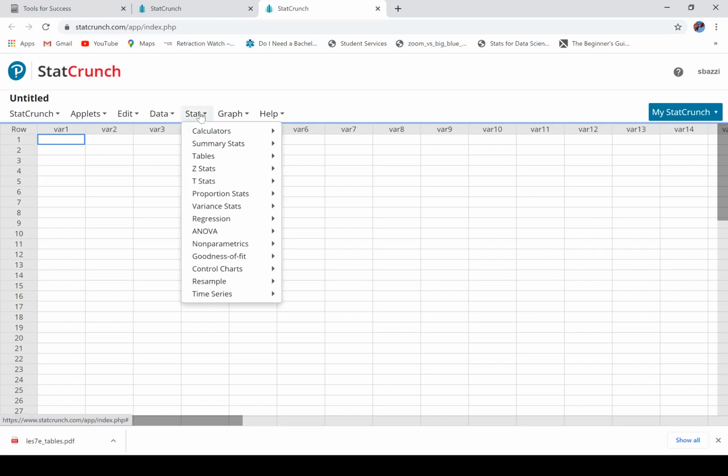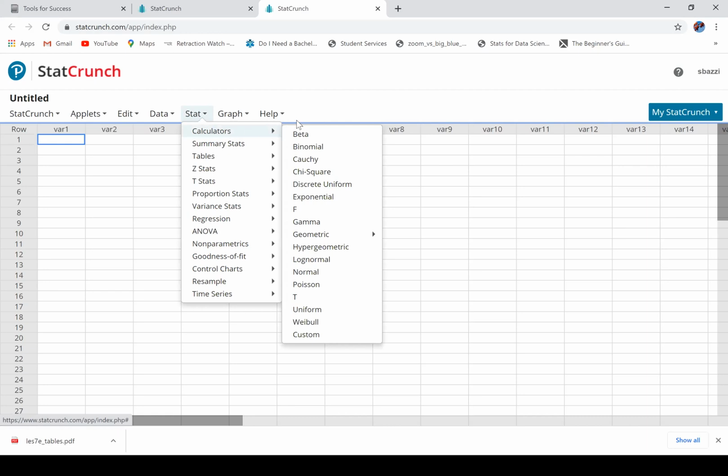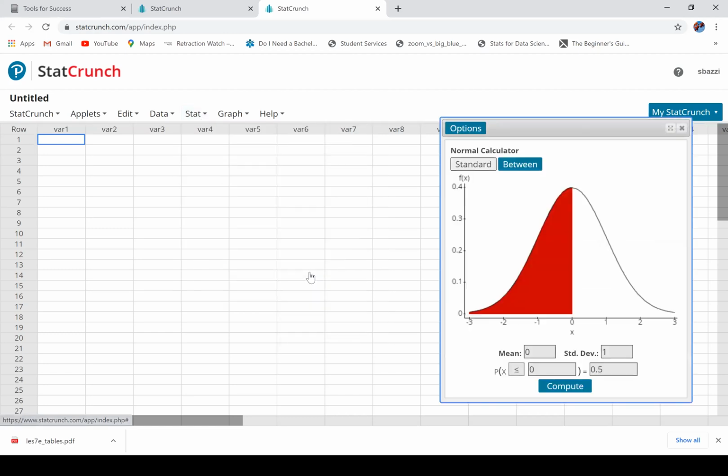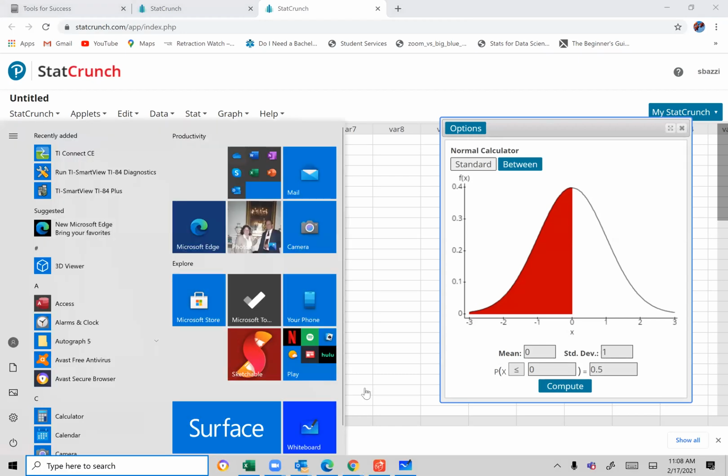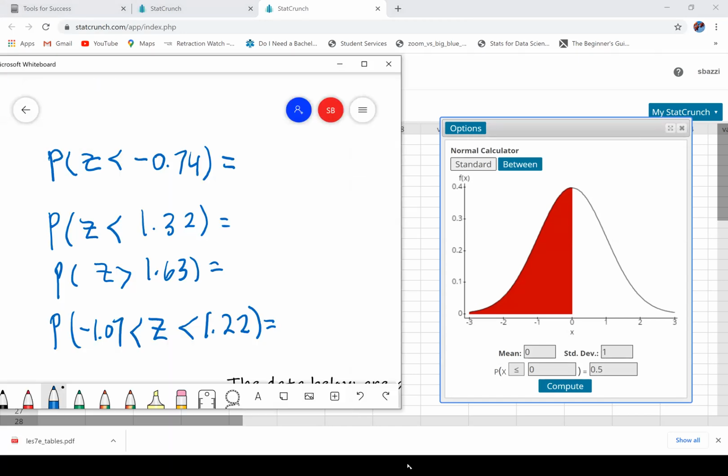To access the normal function or a normal calculator on StatCrunch, you go to Stat, Calculator, and where does it say normal? Right here, guys, you can see normal. And then I already prepared a few questions to do on the calculator. So let me just get the questions. Here you go.